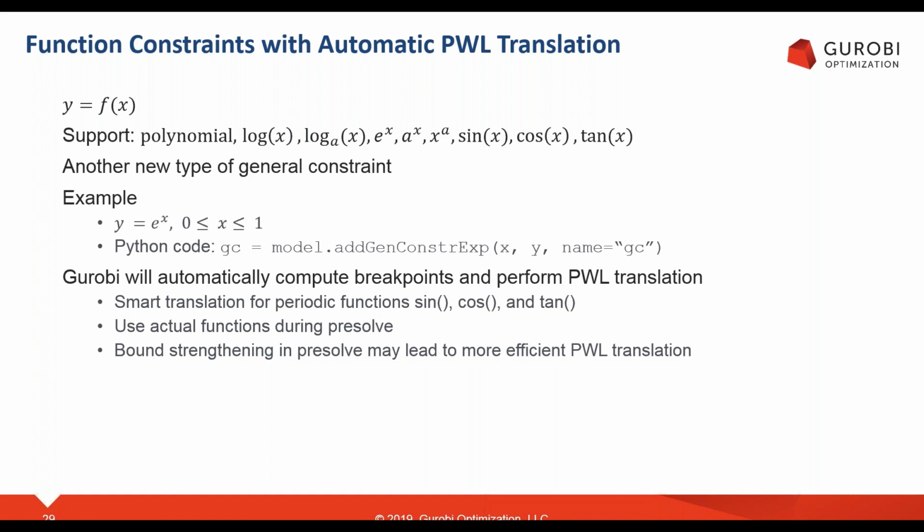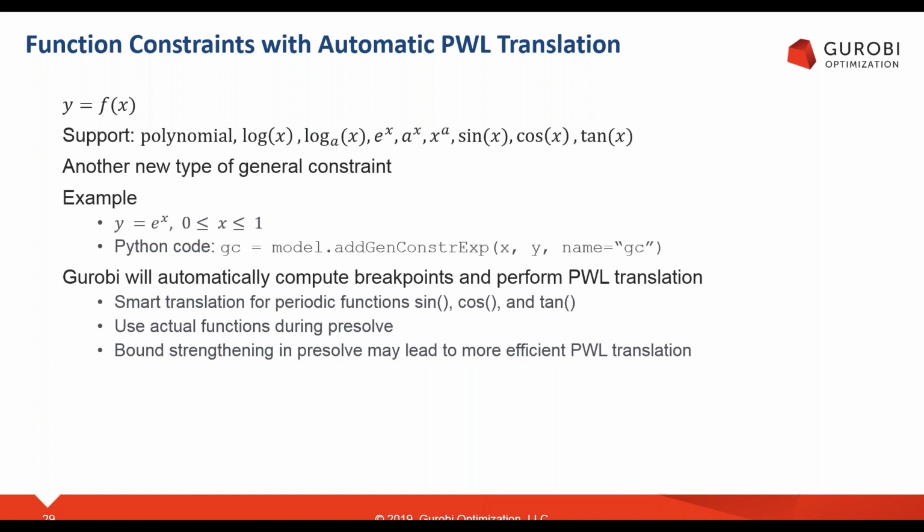So it's clear that you do not want to linearize all of those individual pieces of the periodic functions individually, but you only want to have one period that you translate into a piecewise linear constraint, and then map all other values of the x domain into this single period. That makes the translation work better with a fewer number of pieces.